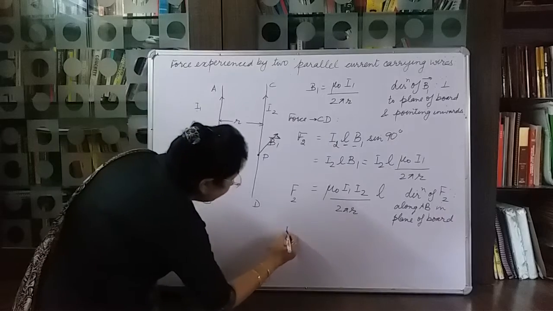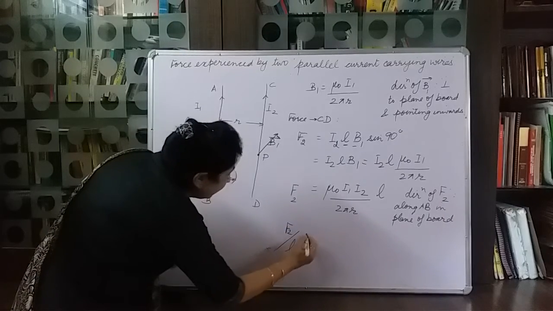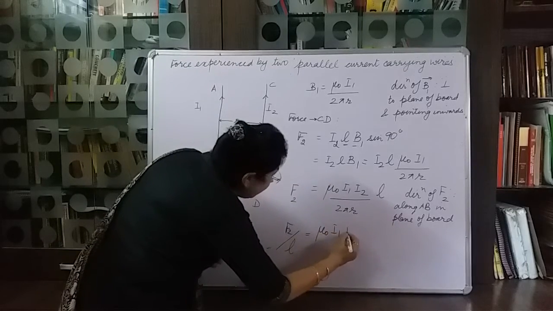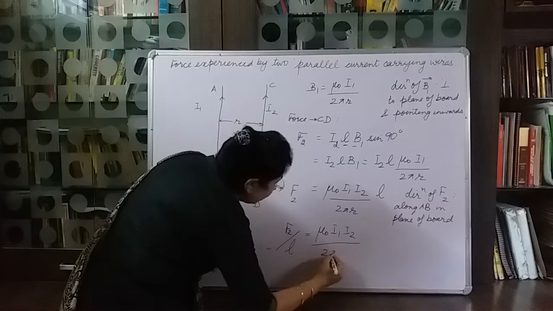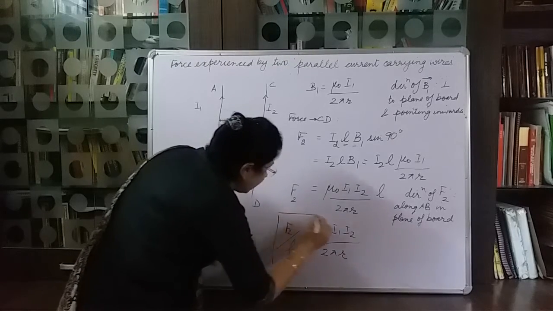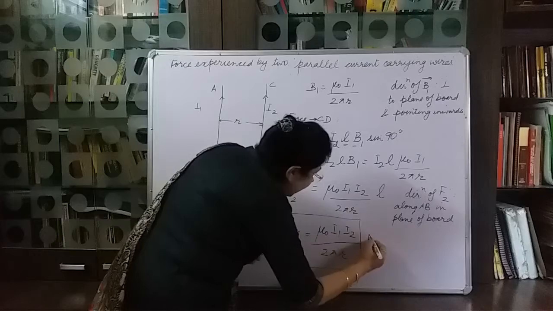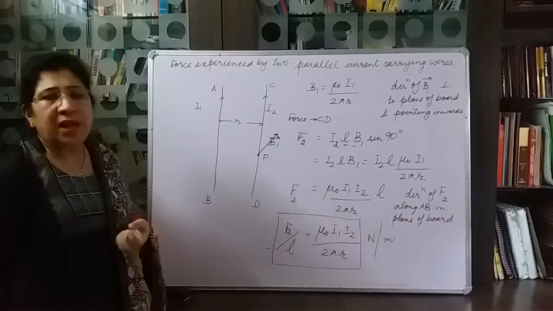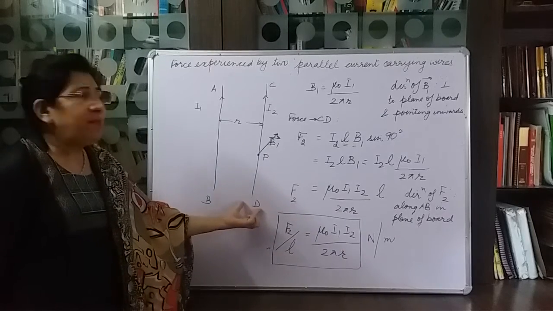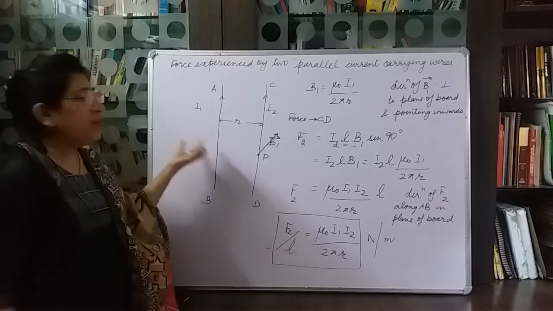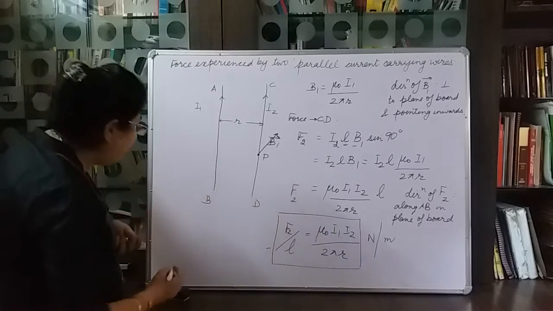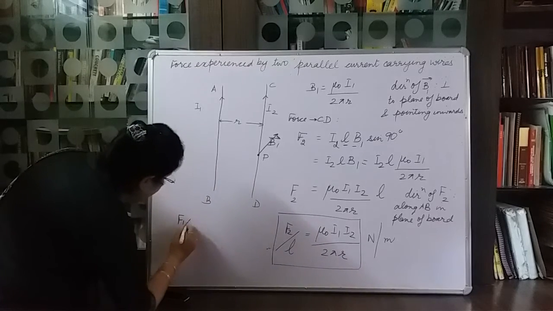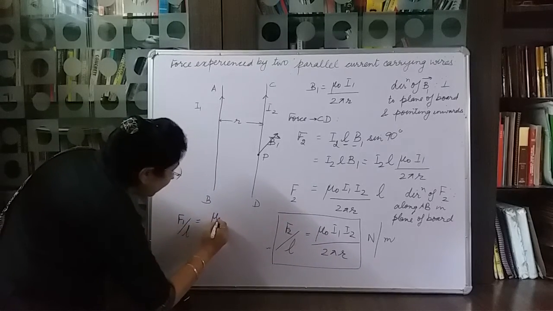We can find the force per unit length also. The force per unit length would be mu naught I1 I2 upon 2 pi r. This is the force, and we can write the unit as Newton per meter because it is the force per unit length. This is the force that will be experienced by the wire CD due to AB. And similarly, we can find the force experienced by AB due to CD. It will be the same expression we will get.